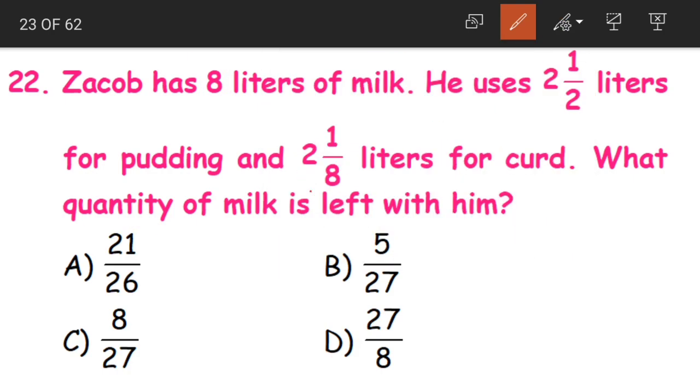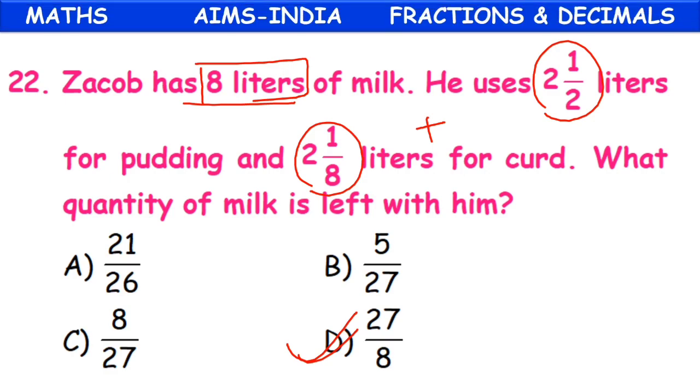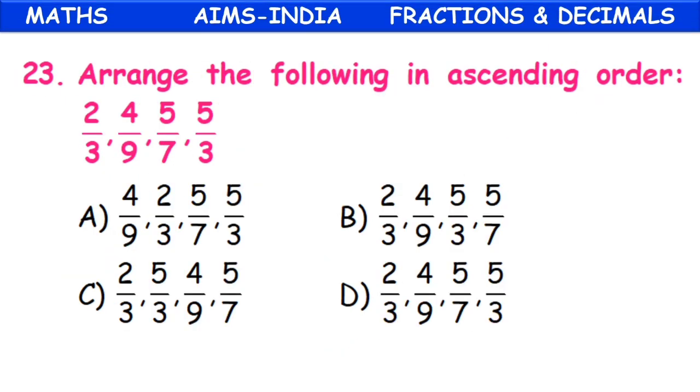Understood? How did we solve this problem? First we found out the total quantity of milk Jacob has used. 2 1 by 8 plus 2 1 by 2 gives us the total quantity of milk he has used. Now when we subtract that from the total liters, that is 8, we got 27 by 8, that is option D as our answer. Next question 23.